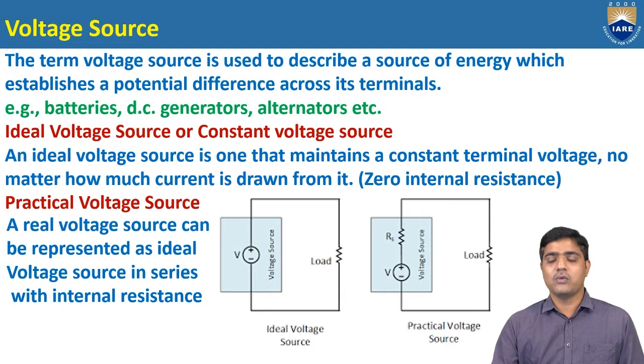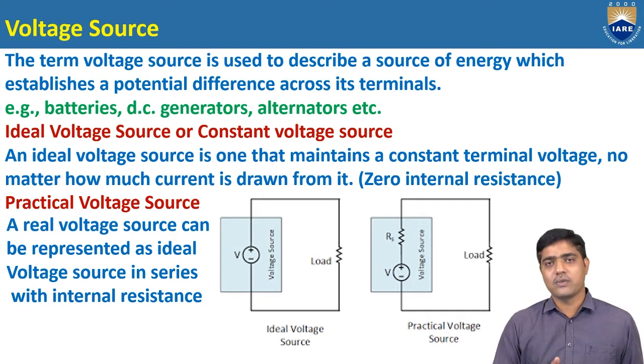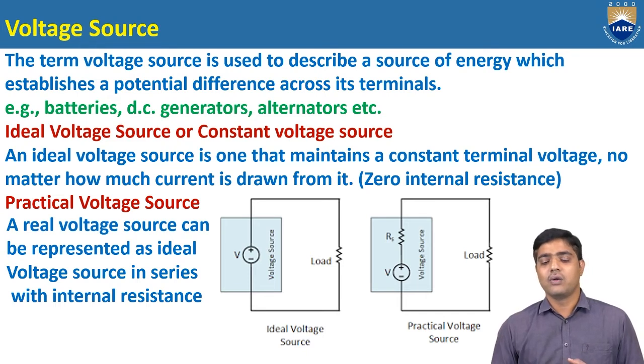Before going to discuss the source transformation techniques, that is, how we can convert the voltage source into the current source or current source into the voltage source, first of all, we'll see what voltage sources and current sources are available, and how we can represent the voltage source in an electric circuit: if it is an ideal voltage source, how it looks, and if it is a practical voltage source, how it is going to look.